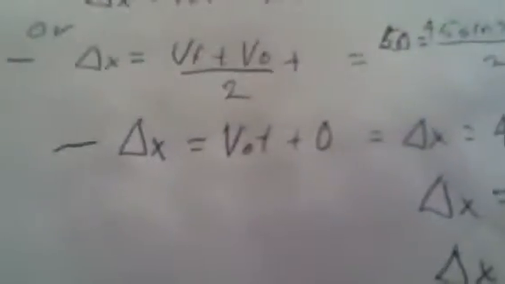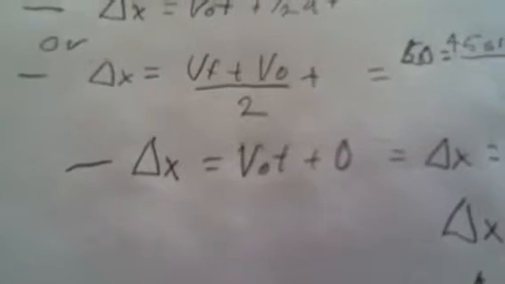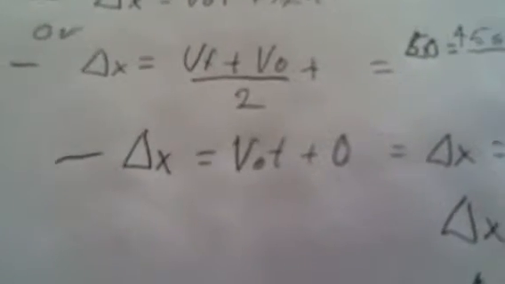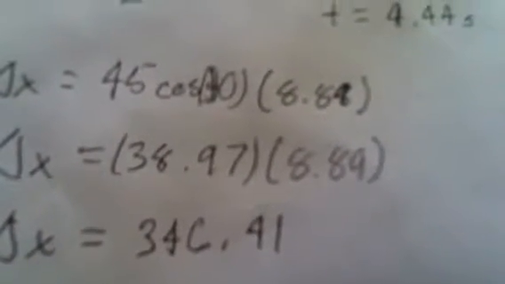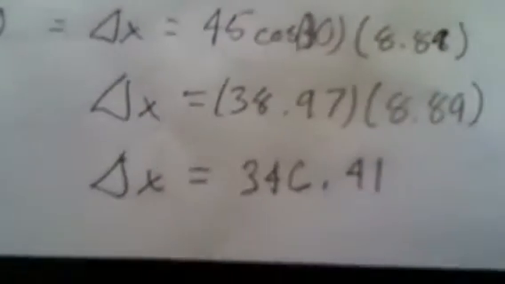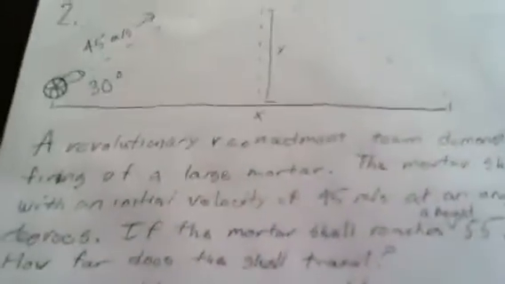So since acceleration is always 0 on the horizontal side, delta x equals VOT plus 0, because acceleration is 0, which cancels out everything on that side. So plugging in your answers, you will get 45 cosine of 30 times 8.88. 45 cosine of 30 would be 38.97, times 8.88, which would equal delta x equals 346.41 meters. Don't forget your SI units because you'll get points taken off.